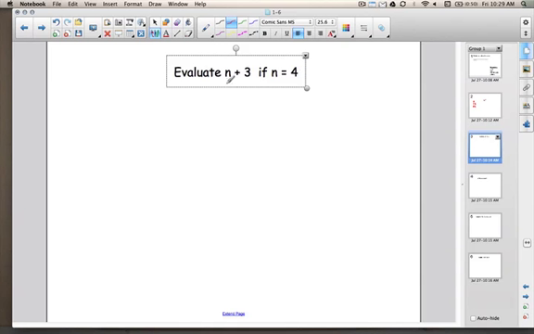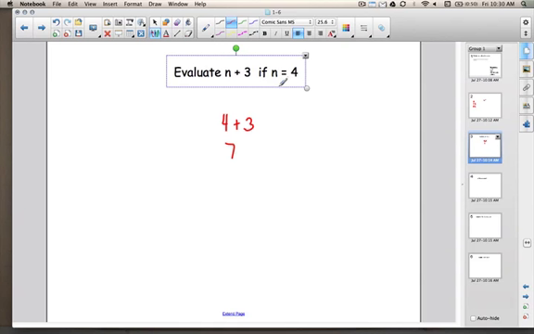So in order to go about solving this, the first thing that we're going to do is we're going to substitute the number 4 in for right here where we see n. So the way I'm going to do that is I'm going to rewrite this, and I'm going to put a 4 where I see the letter n. So that means I'm going to write 4 plus 3. And then I'm just going to do the math. 4 plus 3 is equal to 7. There, we did our first one.